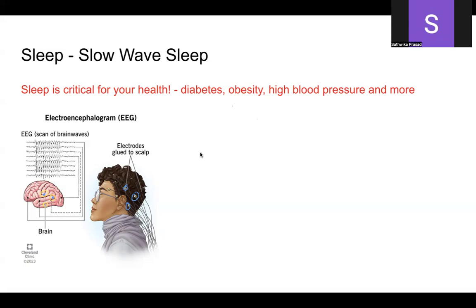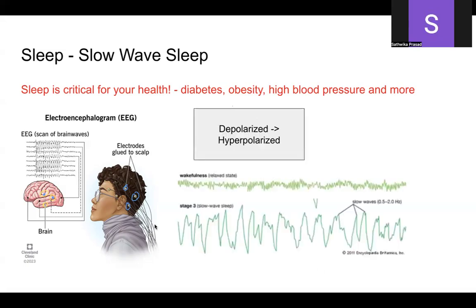So in sleep, you have something known as slow wave sleep, right? Where your neurons are going from a depolarized or more excitable state to a hyperpolarized state, which is less excitable. So let's write that out, right? Depolarized means more excitable, and then hyperpolarized means a less excitable state. I shouldn't say non-excitable, I should say less excitable state.